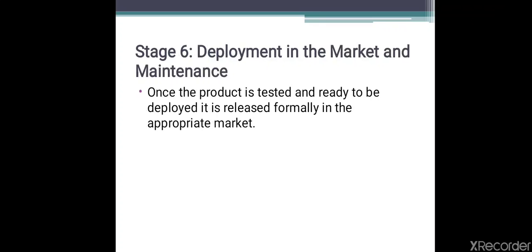So, at this stage, first of all, we deploy our product to some users, and depending upon their feedback, we can change or alter our product, and when the product is finalized by those customers, the product can be published in the market.